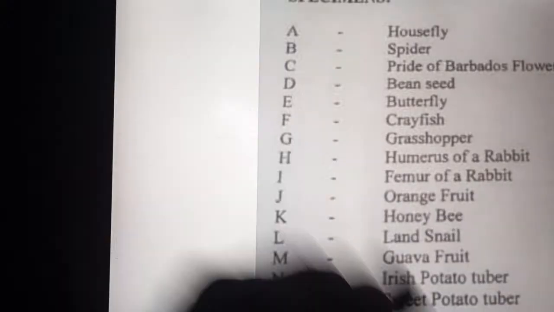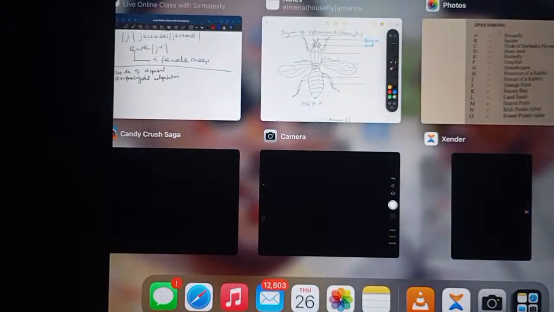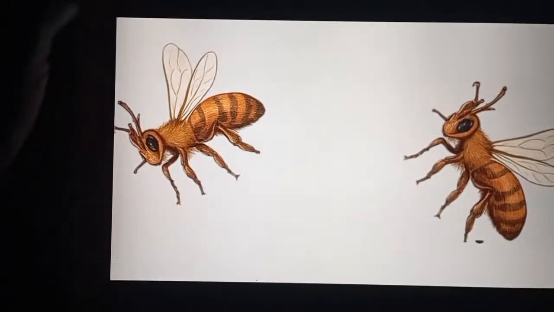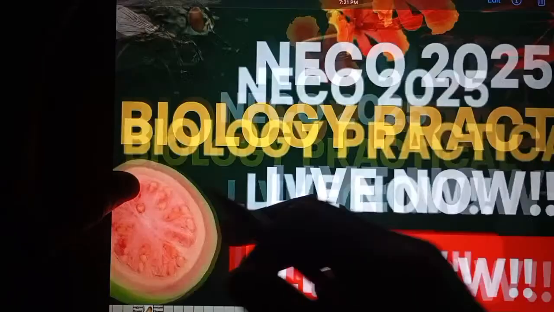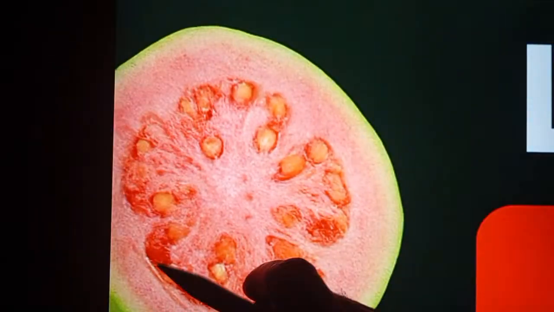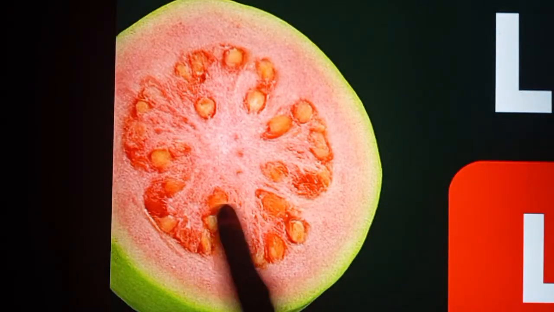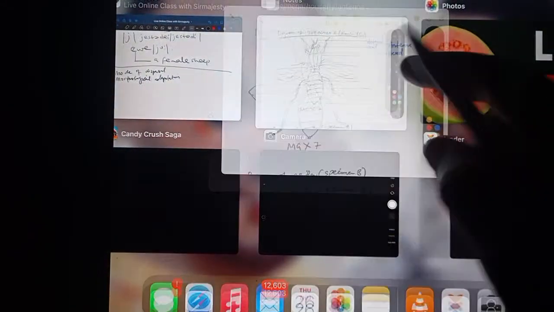But the type of placentation in guava is what I cannot actually tell you for sure. But let me check the image. Okay, yeah, it has axile placentation also. So this is the view of the guava. This is the transverse section. I hope we know which one is transverse section and which one is longitudinal section.